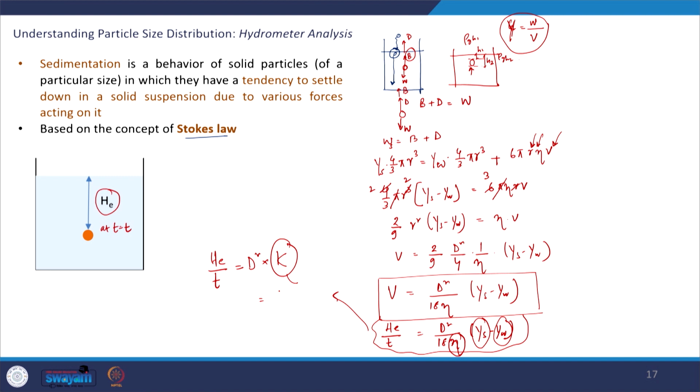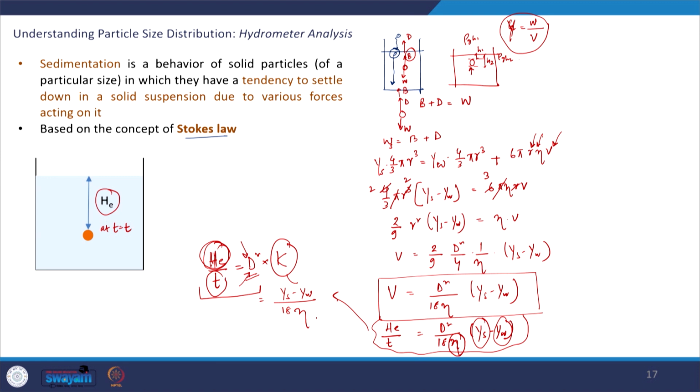From this analysis, we get a relationship between the height of fall of that particular particle at any time t with the value of d. That means that if I know He at any time t, I can know what size of particle is present at that particular location. Alternatively, if I know the size of the particle, I can determine at any time t what is the effective height it will reach during the flow, all right.